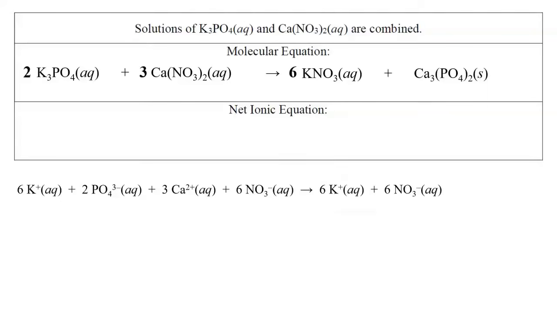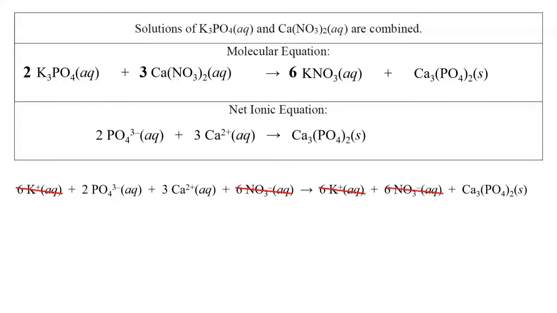And since calcium phosphate, Ca3(PO4)2, is the precipitate, we're not going to split that up. We just write that exactly as is. We cross off the spectator ions on both sides of the equation. So we cross off the potassium ions. We cross off the nitrate ions. What remains is our net ionic equation. And notice that this net ionic equation is balanced in terms of both atoms and overall charge.